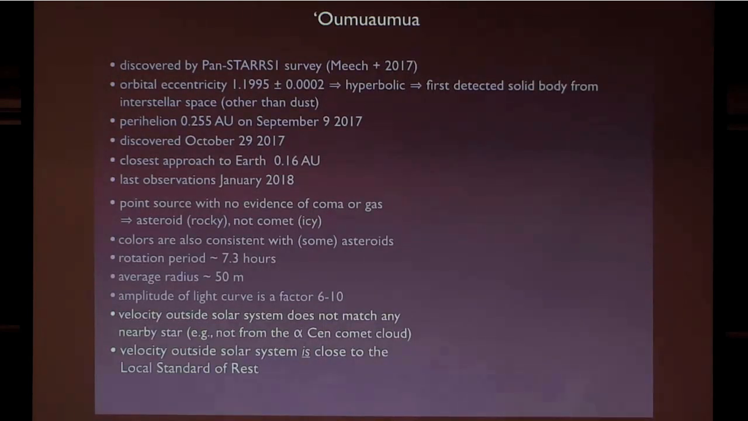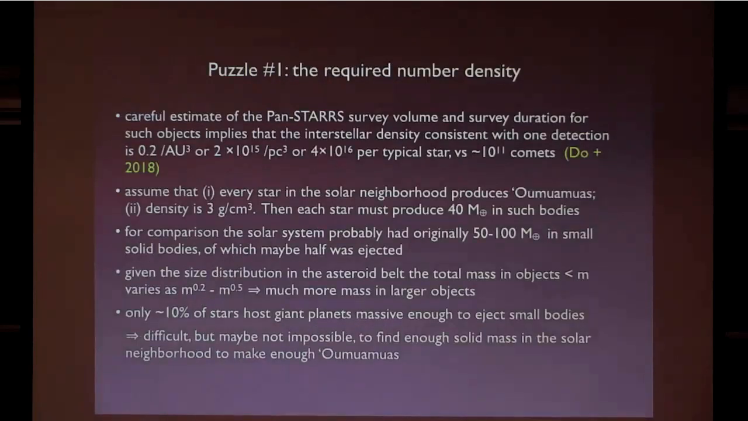Okay, so those are the facts. Here are the puzzles. The Pan-STARRS people have done a careful estimate of the sensitivity of the Pan-STARRS survey volume and duration, and have concluded that the discovery of one Oumuamua tells you, with some uncertainty, that the interstellar density is about 0.2 per cubic astronomical unit, which requires about 4 times 10 to the 16th per typical star. Let me remind you that the number of comets in the Oort cloud is 10 to the 11th, so you really need an awful lot of these.